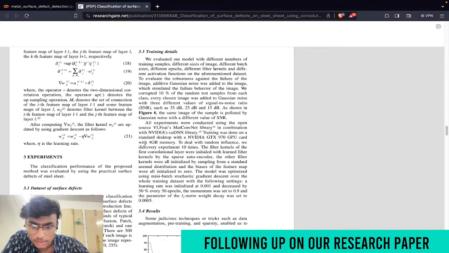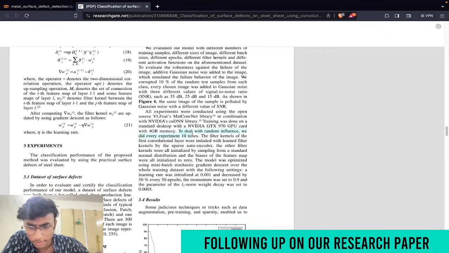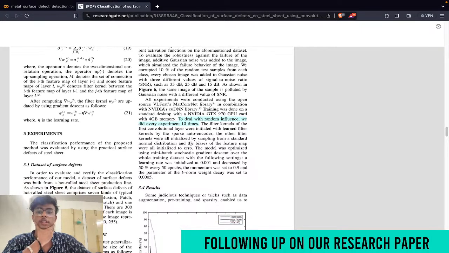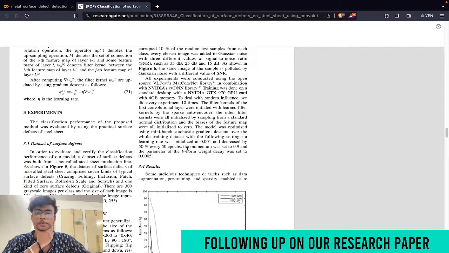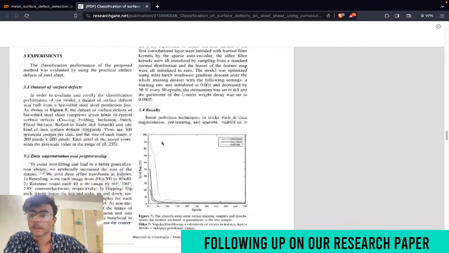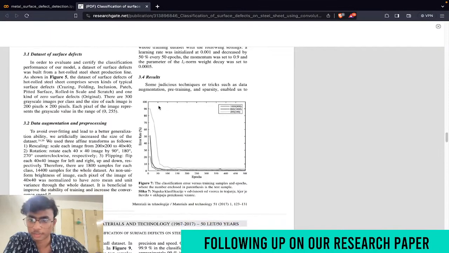This is all not necessary. We'll have to do 10 experiments, and we'll have to see the reproducibility of our experiments. So that is also important. Thus, we are not using sparse autoencoders. That is not necessary for the experiment we are trying to prove here. What else can we see?